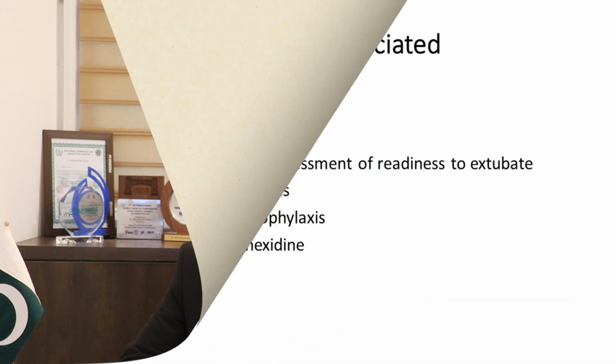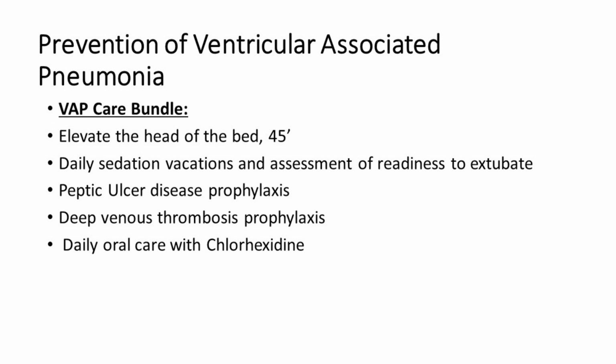Care bundles, as mentioned in the previous slides, are an important tool to prevent different HAIs, and the care bundle of VAP helps in prevention of VAP. It includes elevating the head of the bed to 45 degrees. Obviously, people who are working in the ICUs can see how many patients have those bed elevations to 45 degrees. If there is not, they can ask for it. The next one is daily sedation vacation and assessment of readiness to extubate.